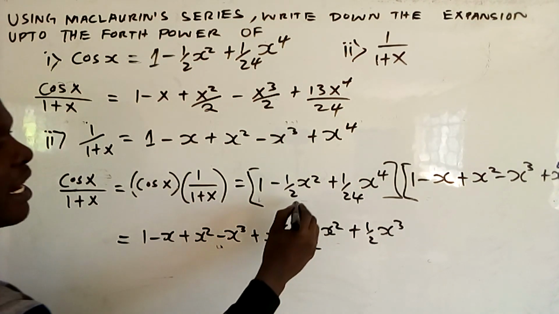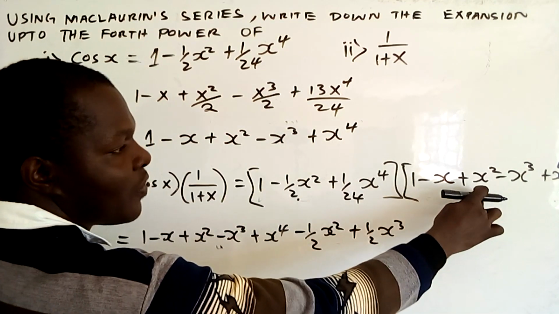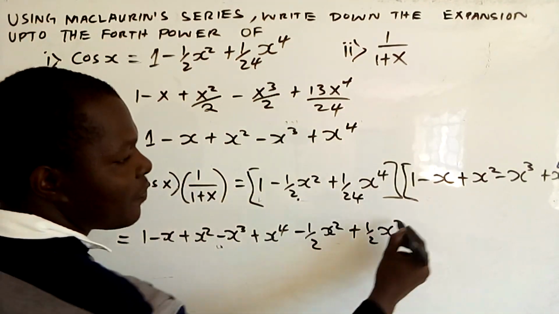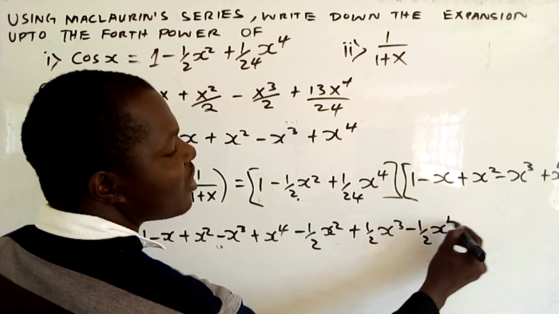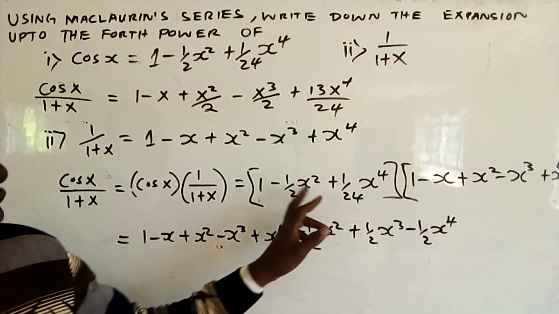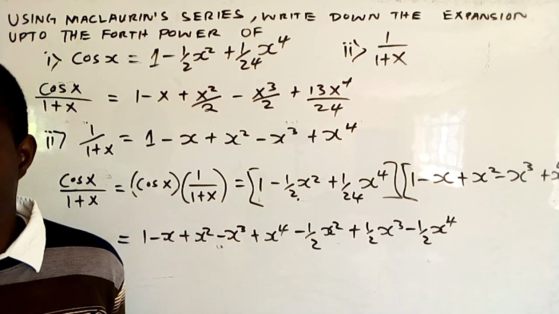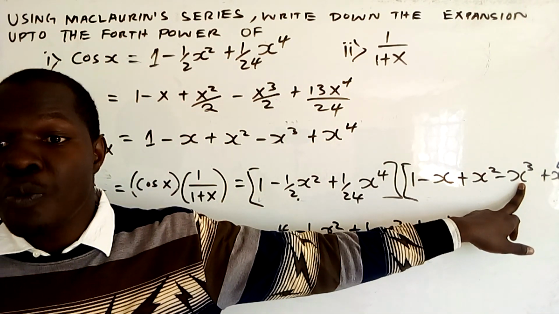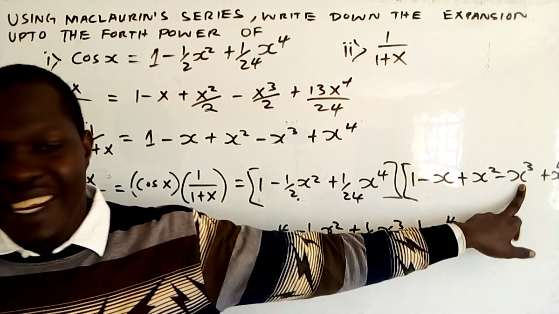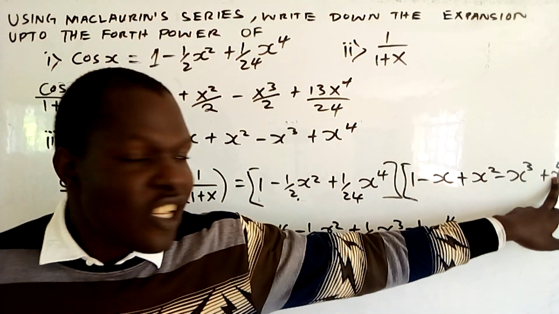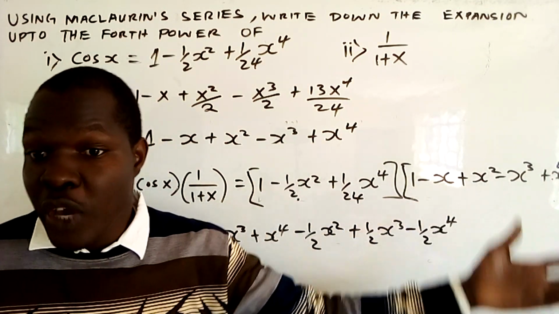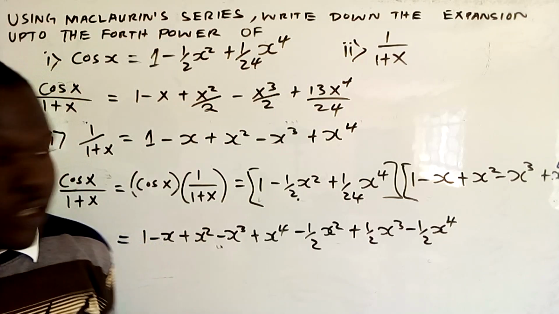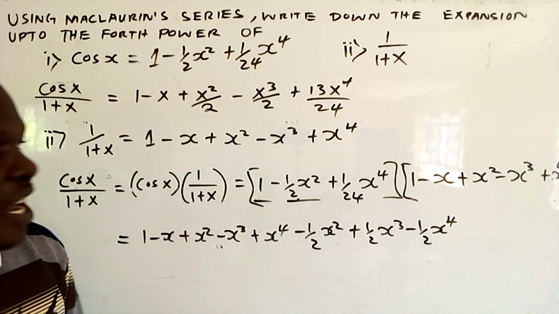You move again. Negative half x squared times positive x squared, you get negative a half x raised to power 4, because x squared times x squared is x raised to power 4, you see? Then negative half x squared times negative x cubed, you are going to get x raised to power 5. You ignore that, isn't it? Then negative half x squared times x raised to power 4, you are going to get x raised to power 6. You ignore that. Are we together? Yes. So we are done with 1, we are done with negative half x squared.